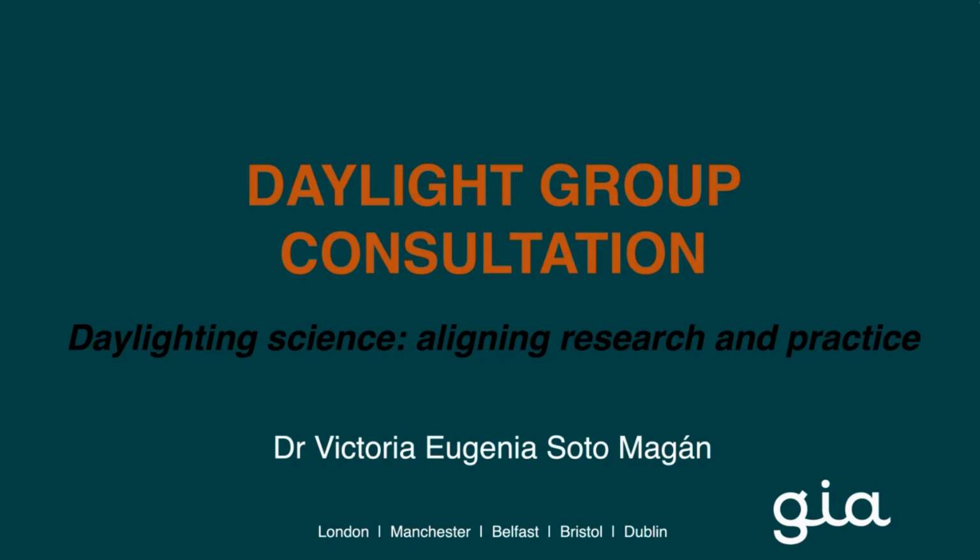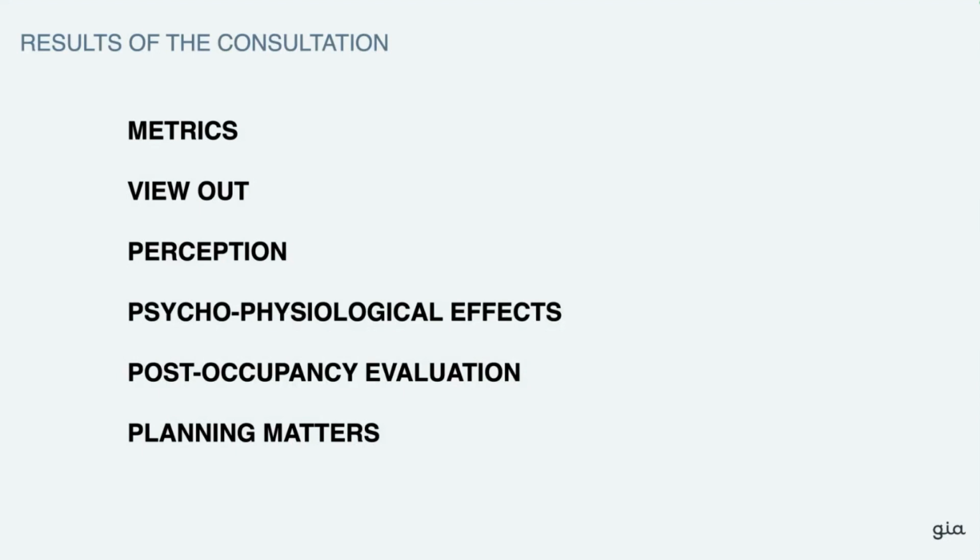So far today, we've seen what people in daylight science are currently doing and what they have done. And now we're going to see what people out there in the public are actually looking forward to see in a near future, hopefully. So I will now present the outcomes of this consultation. And for that, we've decided to categorize all the responses that we've got into different themes, which are basically metrics, view out, perception, psychophysiological effects, post-occupancy evaluation studies, and what I've called planning matters.